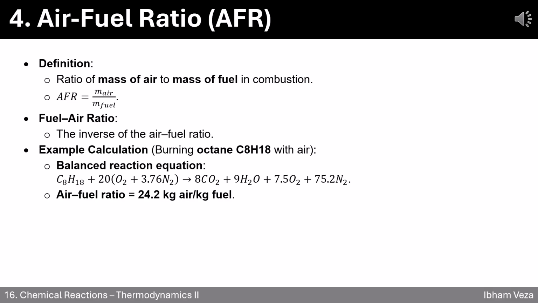When we burn octane, which is C8H18, with air, the balanced equation shows us how many moles of oxygen and nitrogen are involved. From this equation, we calculate the air-fuel ratio, and for octane, it comes out to 24.2 kilograms of air for every kilogram of fuel. This number is crucial. It helps us design engines and combustion systems for efficiency, power, and lower emissions.